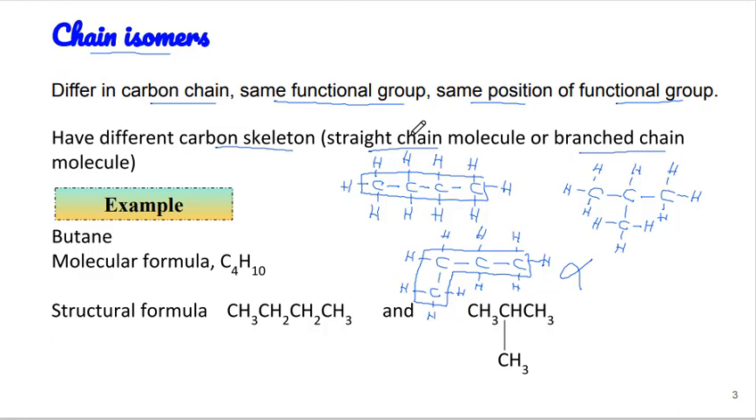Whereas if you look at this one, sorry, I missed the hydrogen here. For 2-methyl propane, you see the longest carbon chain is 3. It is different, and then you have a branch on the second carbon. So this is considered a chain isomer for C4H10.